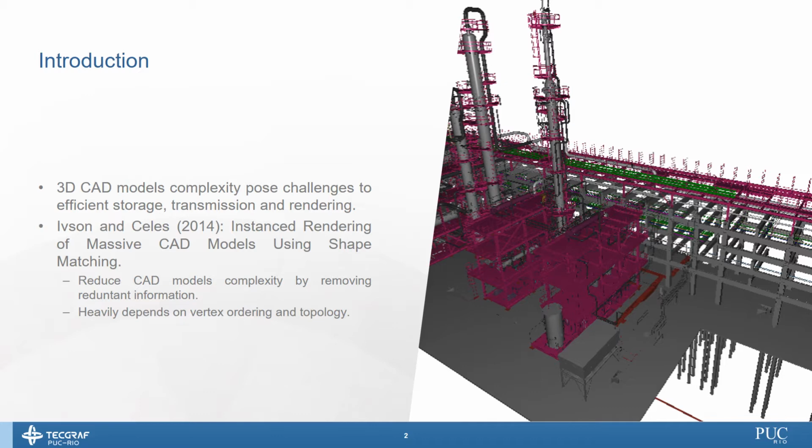Instance cells remove the redundant information by identifying instances of similar meshes and computing an affine transformation between them, but the method depends on vertex ordering and surface triangulation. By removing this redundancy, we can reduce the model representation and improve rendering. The question is, how to do that without depending on the mesh topology?